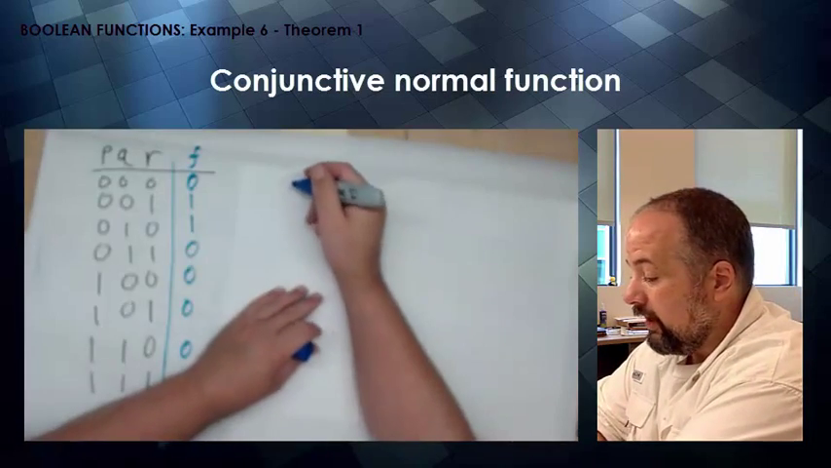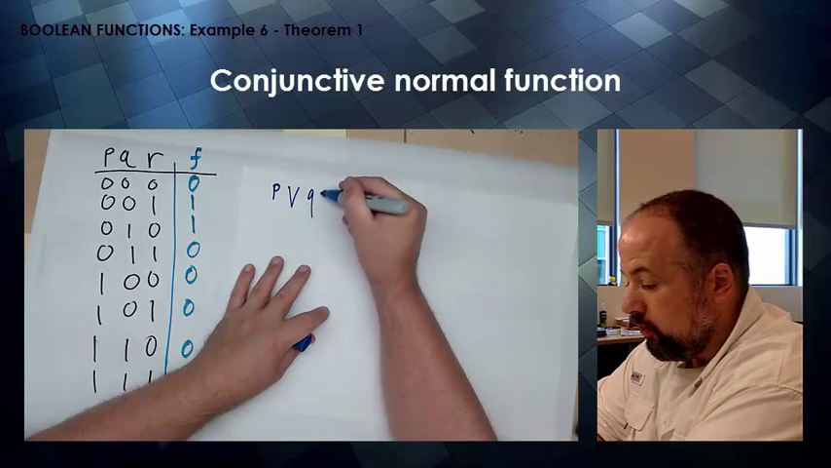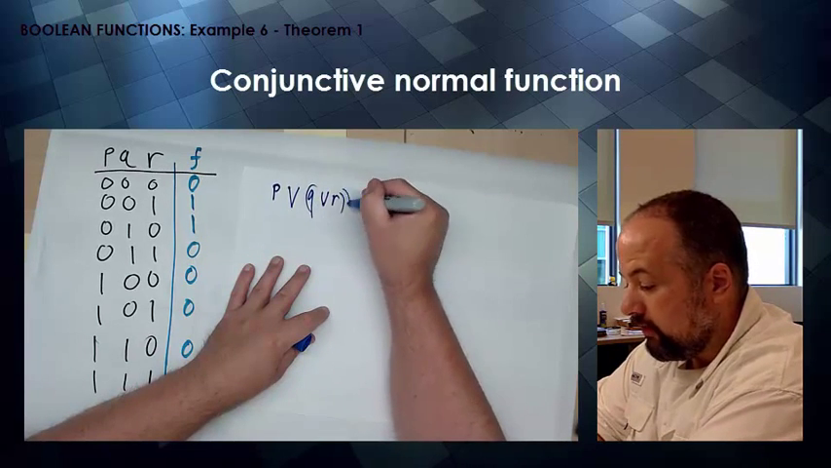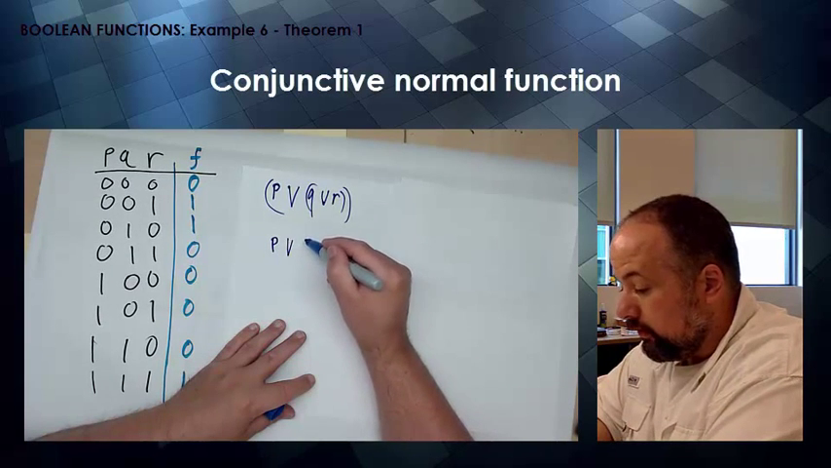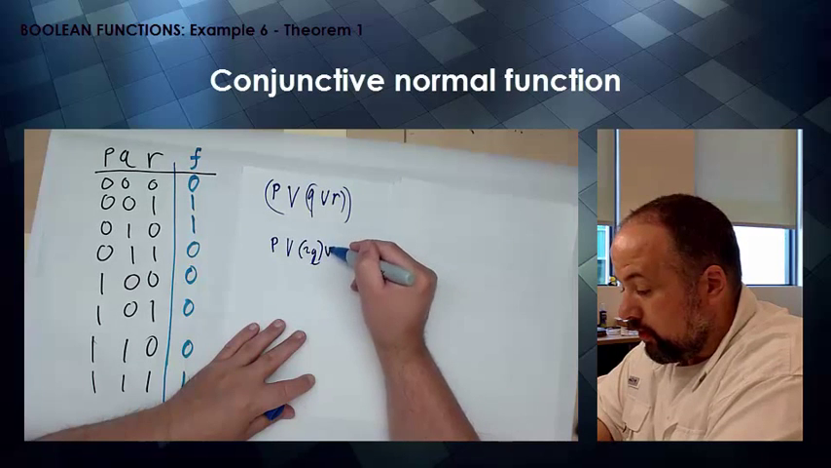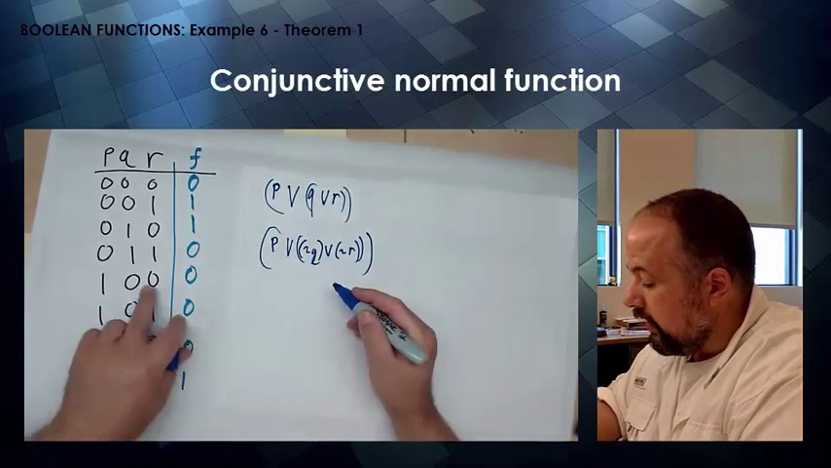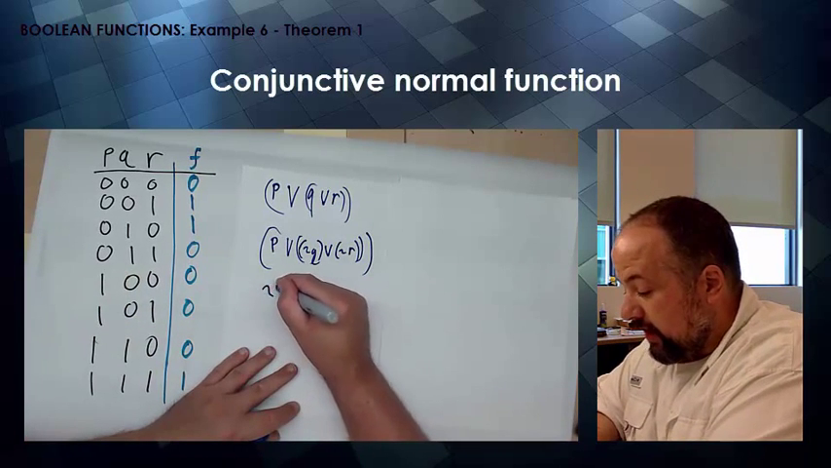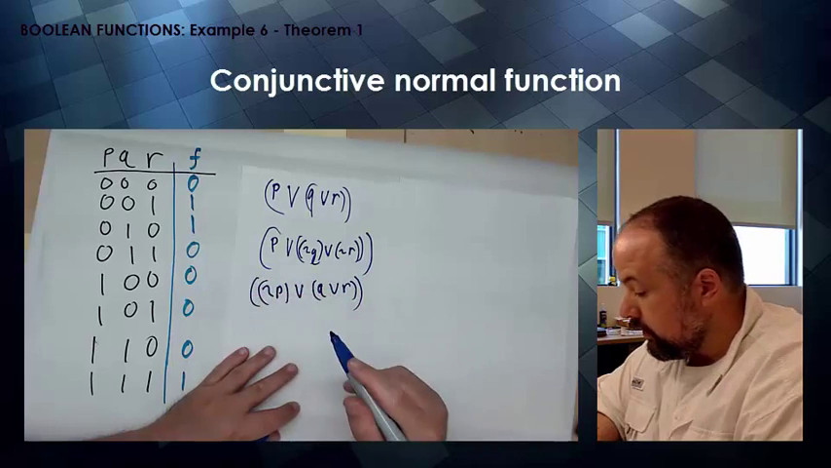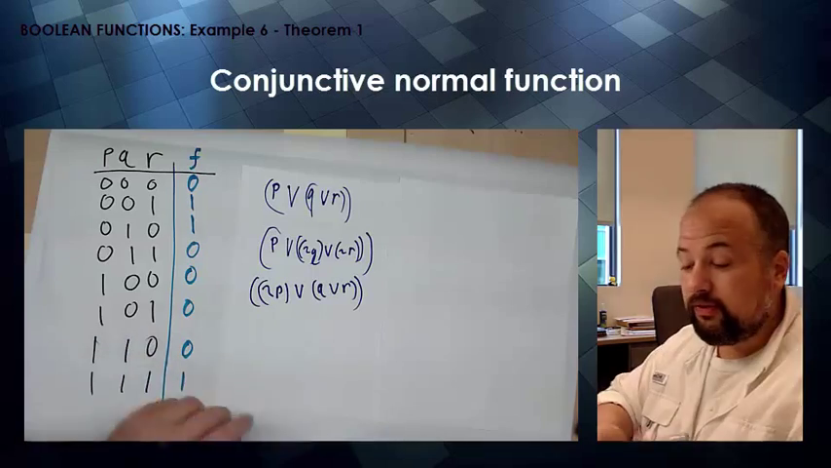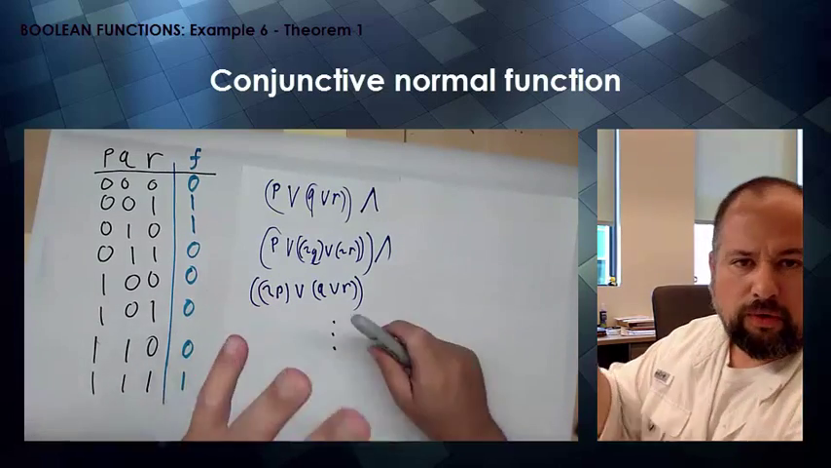So in this case, I'm going to say P or Q or R, and don't forget we have to put those in the proper parentheses, and then I'm going to go down here, and this says P or not Q or not R. And then for this one, this says not P or Q or R. And on down the line. All right, and then all of these will be ANDed together. I'm not going to do the whole thing. It gets kind of long.